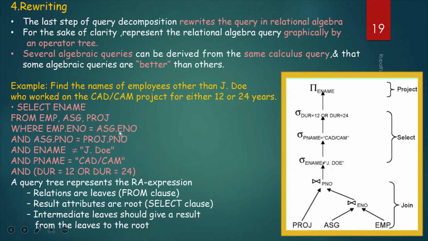emp.eno equals sg.eno, join this by eno, and then sg.pno equals project.pno, join this by pno. Then select ename not equals to jdo, then select pname equals to catcam, then select duration equals 12 or duration equals 24. After that, project ename. In this way, you can draw the query tree.